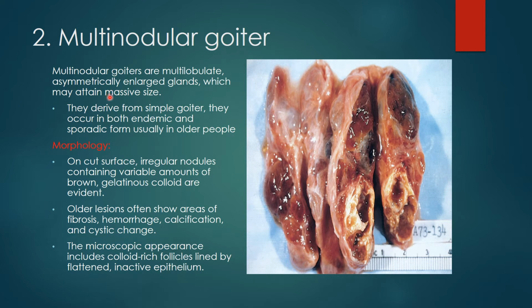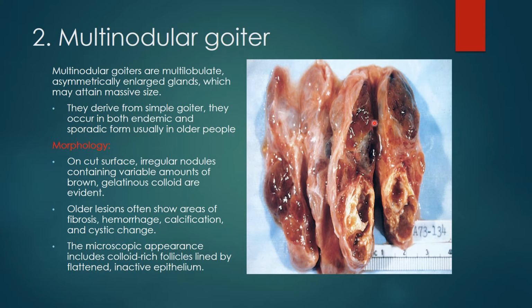Multinodular goiters are multilobulate, asymmetrically enlarged glands which may attain massive size. They derive from simple goiter and they occur in both endemic and sporadic form, usually in older people.